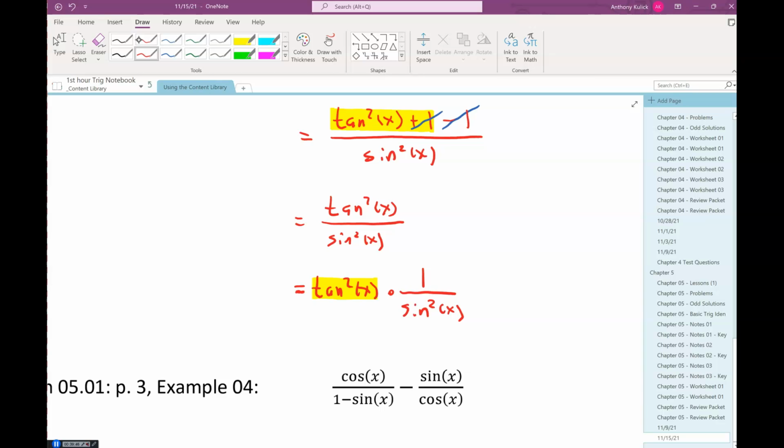Okay. If I look at my quotient identities, I see that tangent is equal to sine over cosine. So I can say tangent squared is equal to sine squared over cosine squared. Is everybody okay with that one?